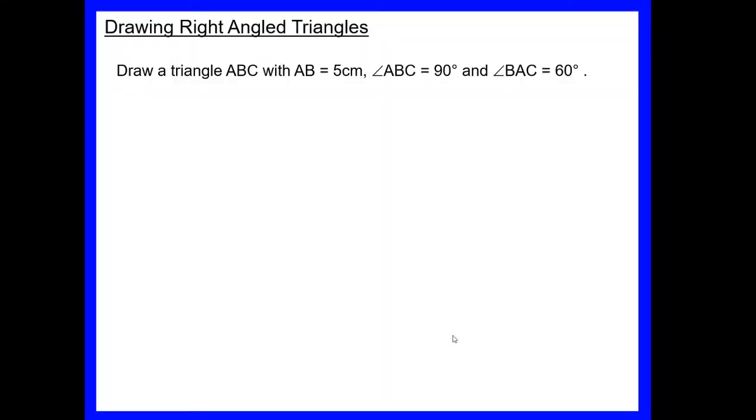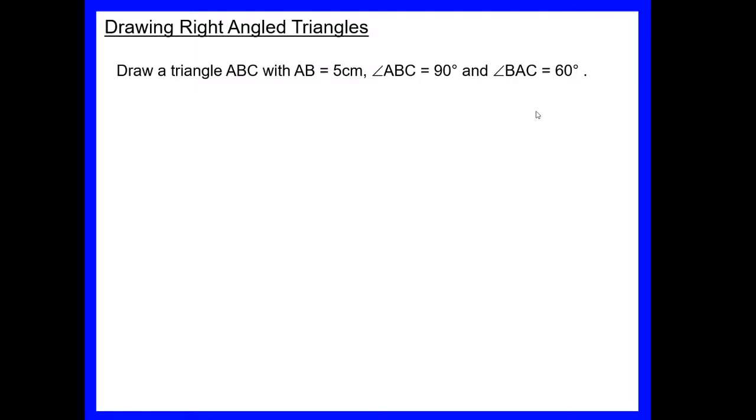Okay, so finally then we're going to have a look at drawing a right-angled triangle. So we're told to draw a triangle ABC with AB of 5 centimeters, angle ABC at 90 degrees. Now remember, it's the middle letter, that's where this angle needs to be. So angle B is going to be 90 degrees and angle BAC is 60 degrees. So at point A is where we want the 60 degrees. So remember, we have these different styles of notation with our angles.